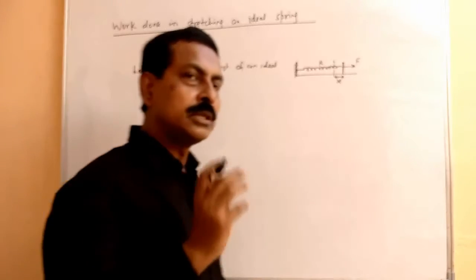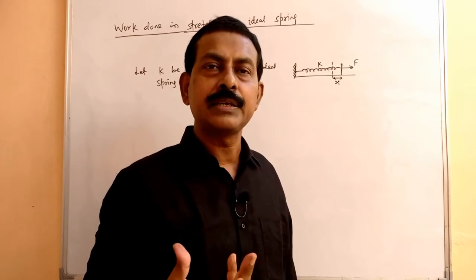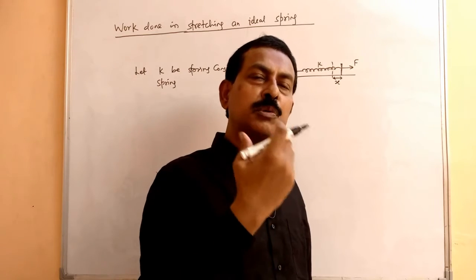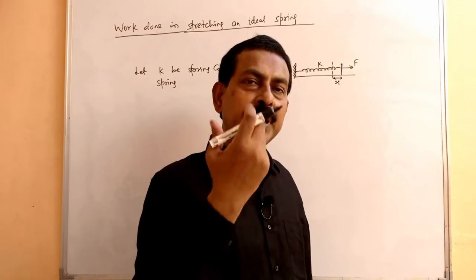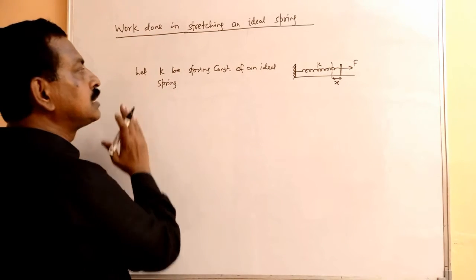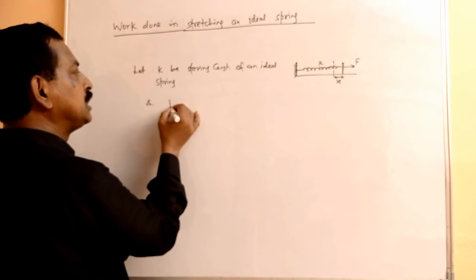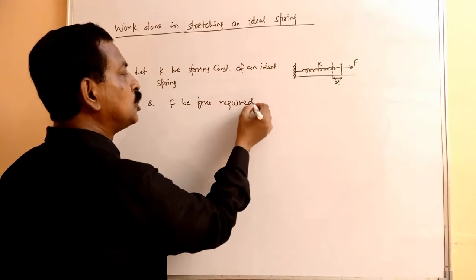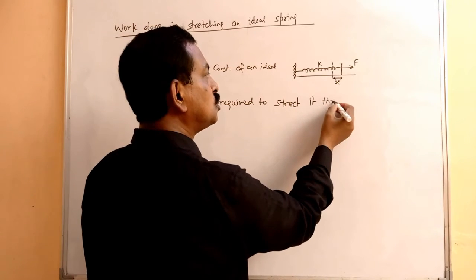Ideal spring, we take the spring for which we can consider its mass is negligible or it is light, and whenever we apply force there, the force will be directly proportional to the extension or compression produced, and the moment we remove that, it will acquire the original configuration. So here K is the spring constant of an ideal spring, and F be the force required to stretch it through X.